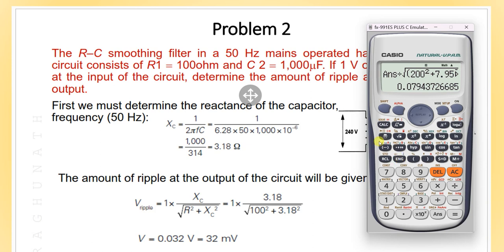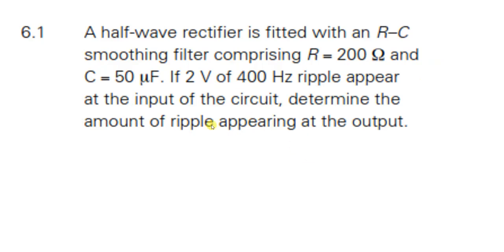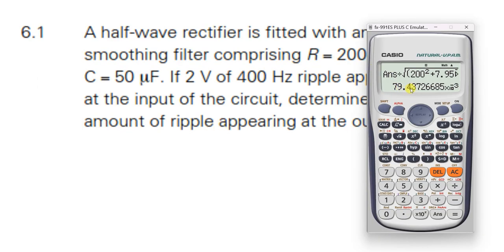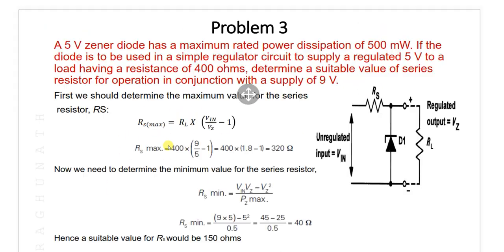Otherwise, you can write it as 0.032. Now for the new assignment problem, the answer is 0.079 volts, and you can express it in millivolts also. Click the ENG button. You can write 79.4 milli, 10 to the power of minus 3 meaning millivolts. So the answer for this is 79.43 millivolts. You can verify your answer now.